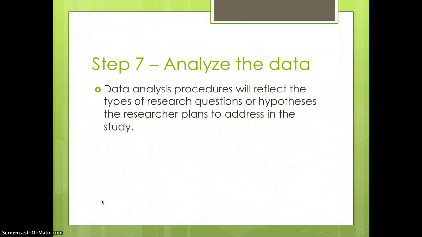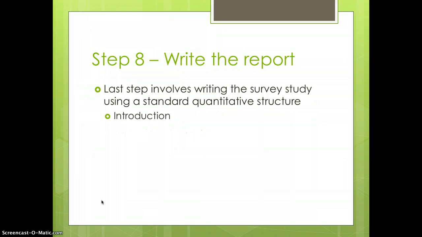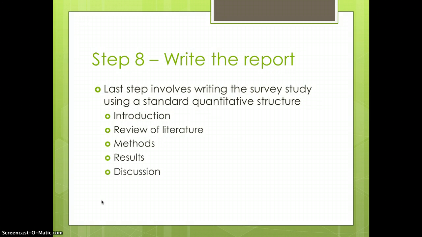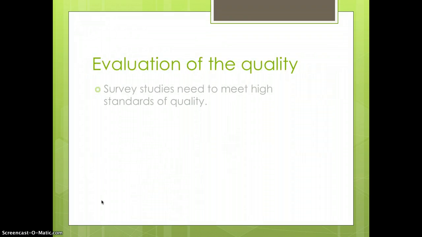Step 7 is analyze the data. Data analysis procedures will reflect the type of research questions or hypotheses the researcher plans to address in the study. And the last step is to write the report. This involves writing the survey study using a standard quantitative structure, which includes the introduction, review of literature, methods, results, and discussion. And finally, we'll look at the evaluation of the quality.